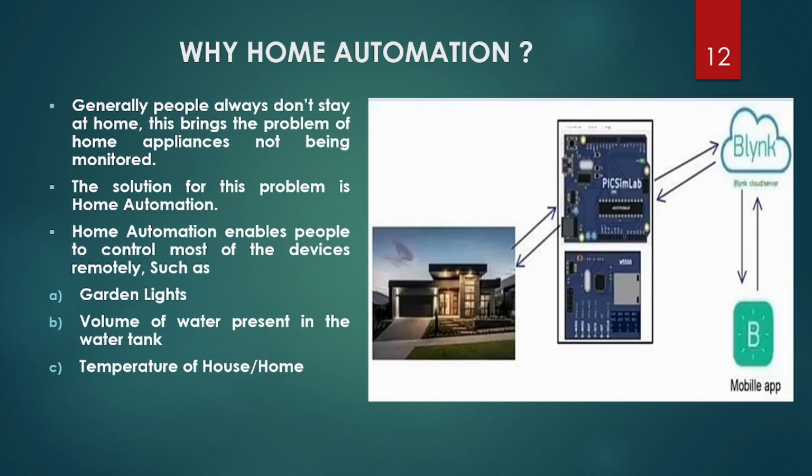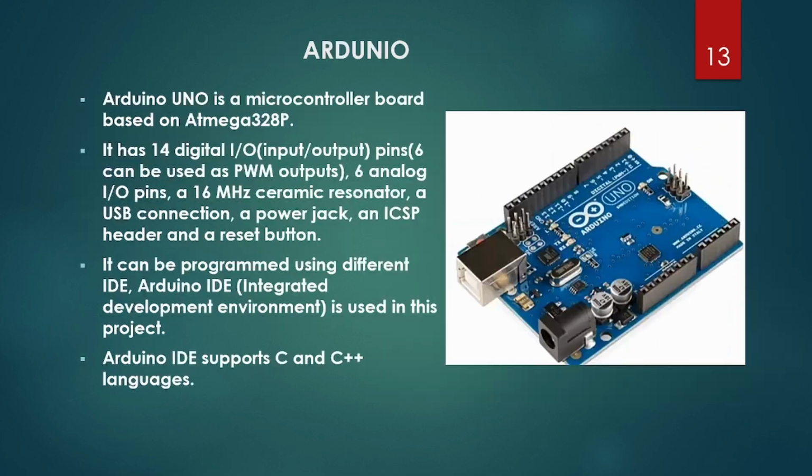So, what do we mean by home automation and why is it used? Generally, people don't always stay at home. This brings the problem of home appliances not being monitored. The solution for this problem is home automation. Home automation enables people to control most of the devices remotely, such as garden beds, the volume of water present in the water tank, and the temperature of the house or home.